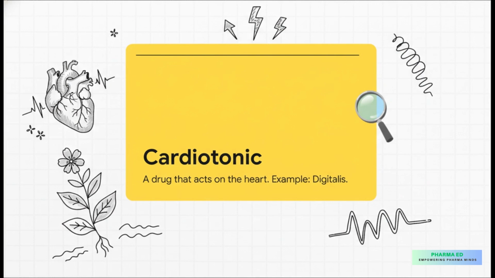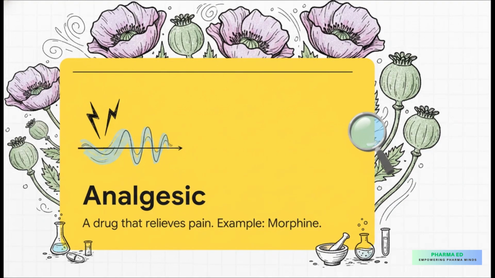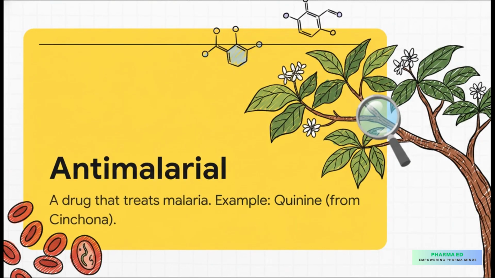First up, cardiotonics. These are drugs that, as the name suggests, act on the heart. And our go-to example here is, you guessed it, digitalis. What about for relieving pain? For that, we have the analgesics. And the most powerful natural example is, of course, morphine from the opium poppy. Then you have antimalarials, which are so important for treating malaria. The most famous example in pharmacognosy has to be quinine, which comes from the bark of the cinchona tree.